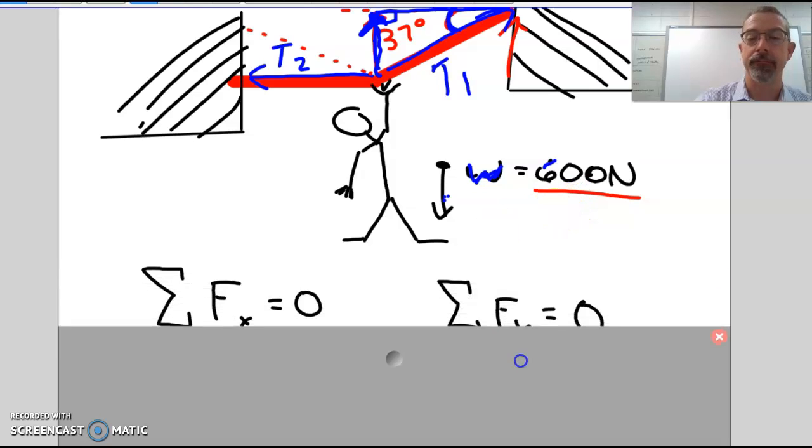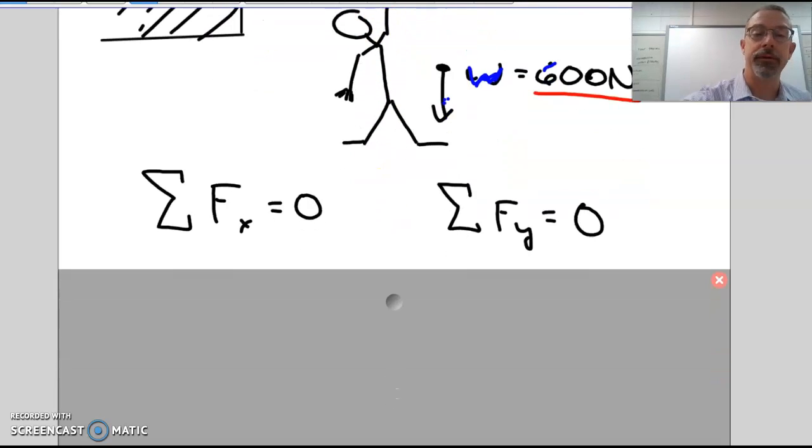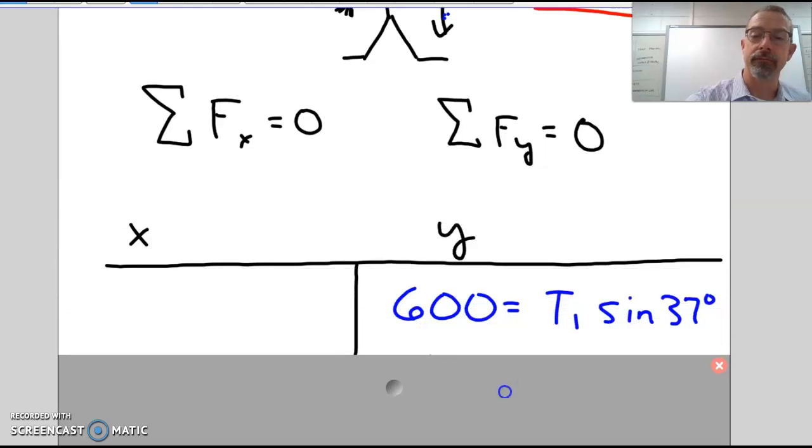So I know that my forces in my x direction are going to end up being 0, otherwise this cat would accelerate to the left or to the right, and I know that the forces in the y must equal 0, otherwise it would accelerate downward or upward. That's a nice thing about Newton's first law of motion, that you can pretty much determine the situation.